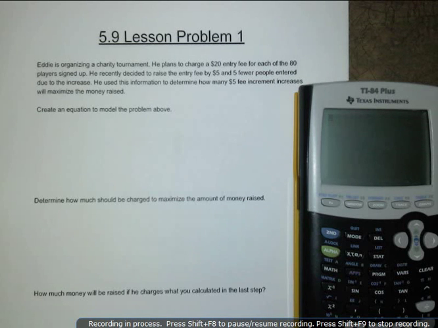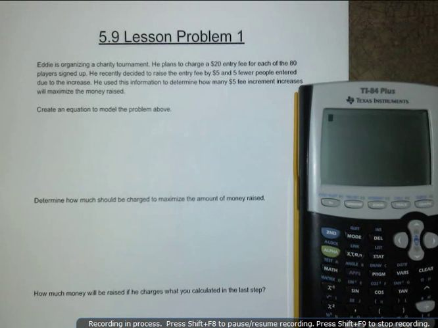Couple of quadratics. So the first one we're going to look at is Eddie is organizing a charity tournament. He plans to charge $20 entry fee for each of the 80 players that signed up. He recently decided to raise the entry fee by $5 and 5 fewer people entered due to the increase. He uses this information to determine how many $5 increment fee increases will maximize the money raised.